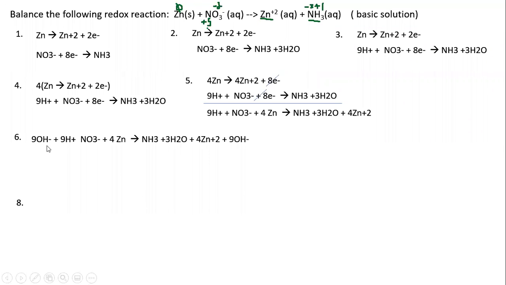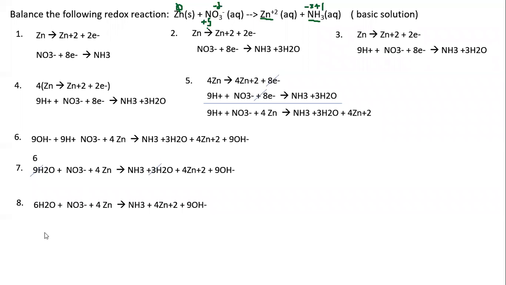Now these 9 hydroxides and 9 protons can be combined into 9 water molecules. Now you see we have 9 water molecules on the reactant side and 3 water molecules on the product side. So these 3 will cancel out 3 from the reactant side, and we're left with 6 water molecules. And so the overall reaction would be this at the bottom. The coefficient of water is 6, the coefficient of zinc is 4, and the coefficient of hydroxide is 9.